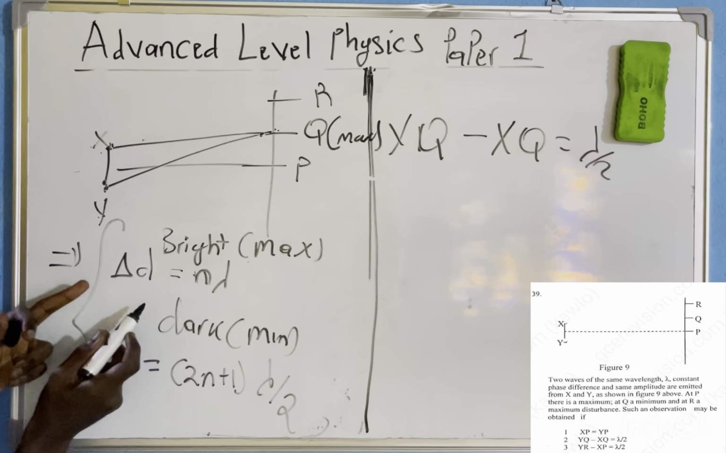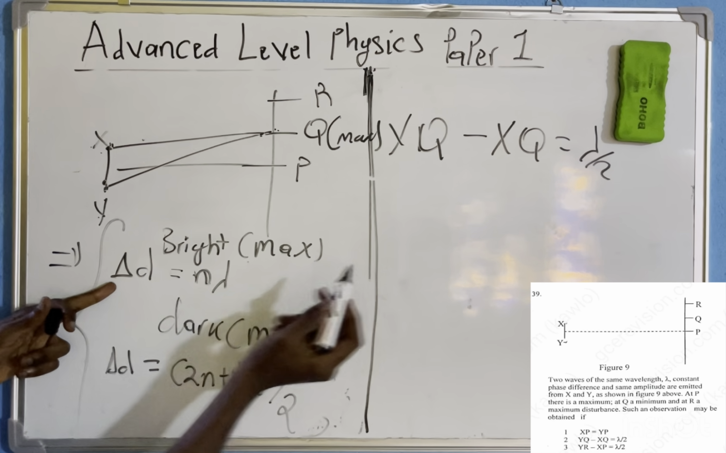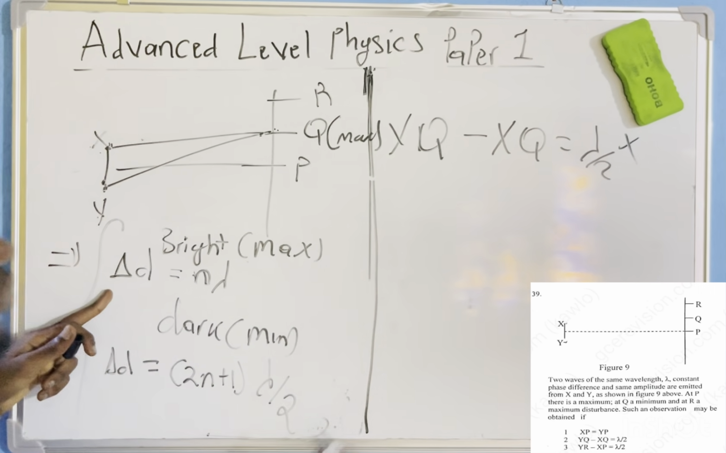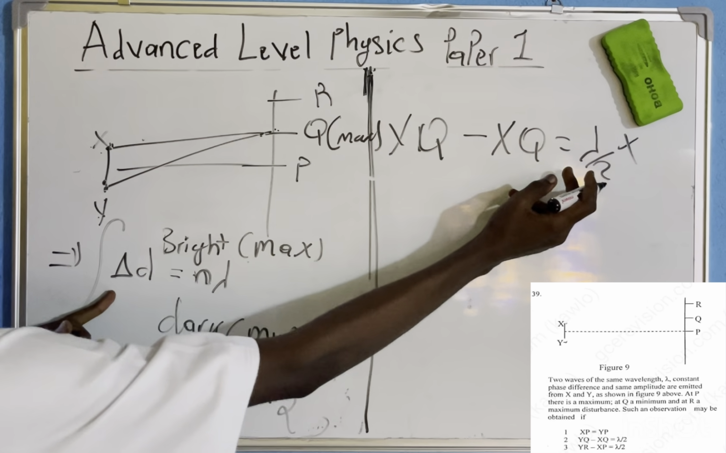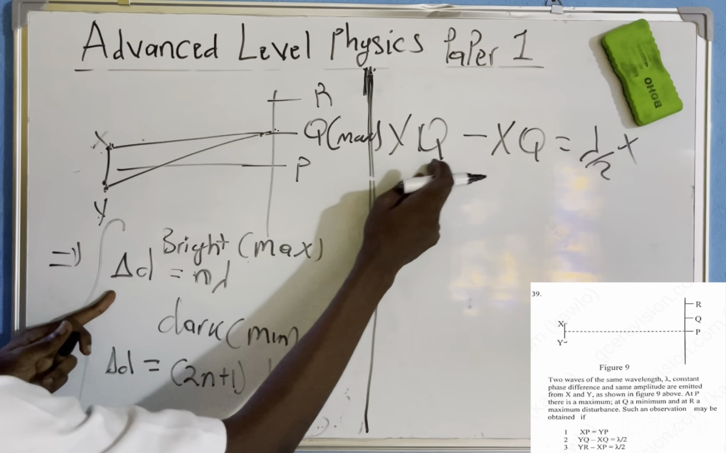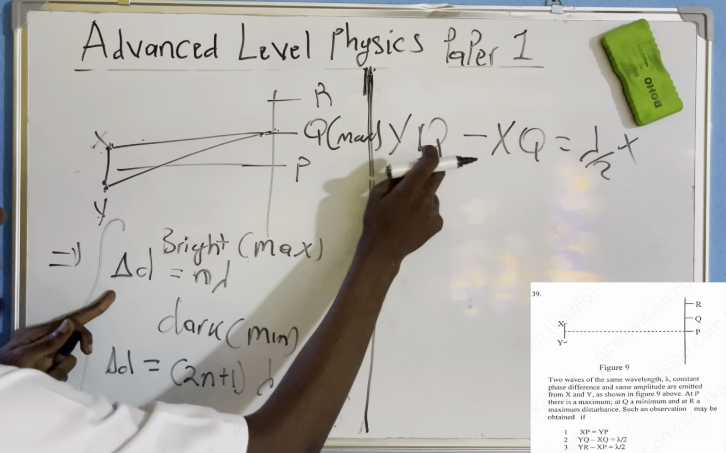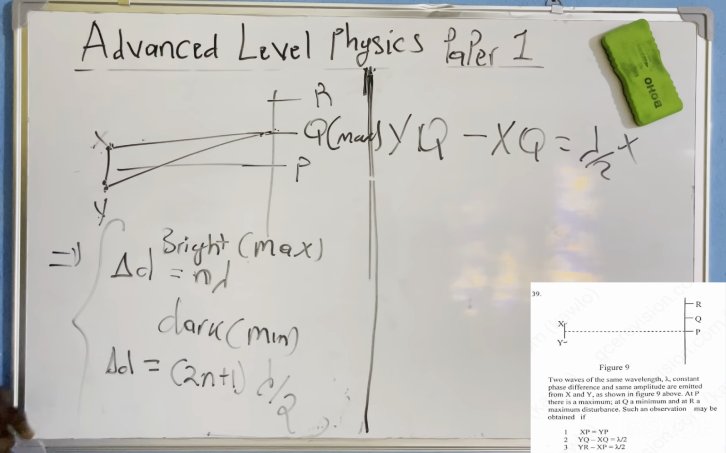So we should hold this condition. Is it? It's already wrong. It means that we cannot observe a maximum there because the path difference xc minus yc is not written as a whole number of the wavelength. No, it is half the wavelength. Half is not a whole number.